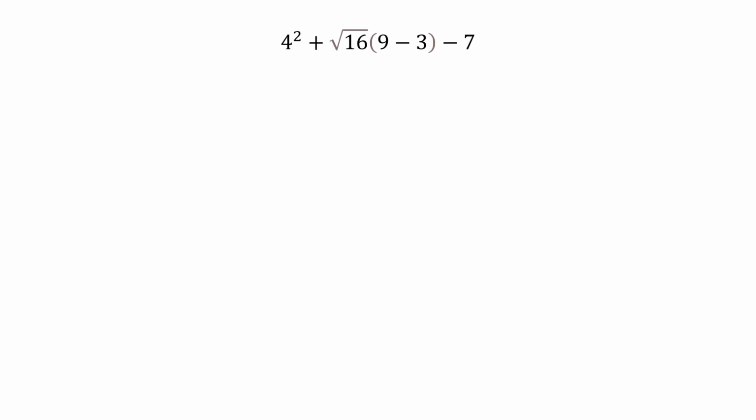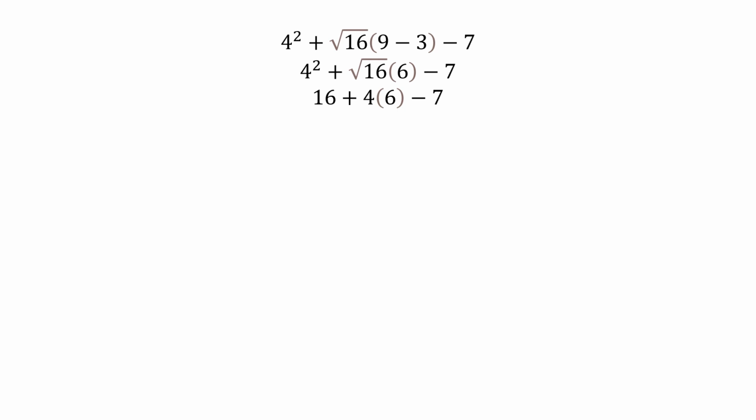Here's our first one. Order of operations, we're going to solve inside of our parentheses first. 9 minus 3 is 6. Exponents now, and roots. So we're going to do the 4 squared and the square root of 16. 4 squared is 16. Square root of 16 is 4.